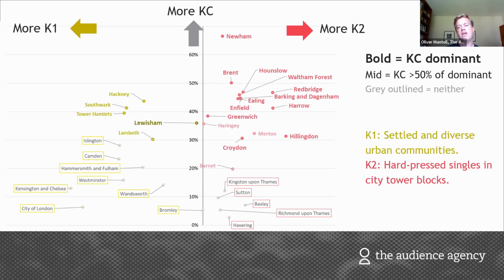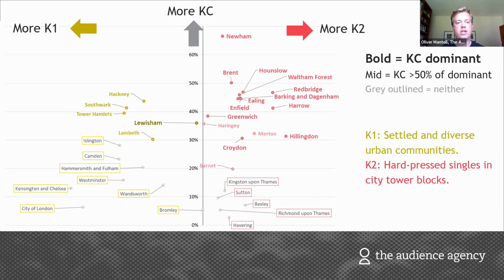So what we see is there's a really big cluster in the top right here. Generally speaking, if a borough has more kaleidoscope creativity than anything else, and really high levels of kaleidoscope creativity, it's the K2 type. The only exception to that, in fact, is Lewisham, which is the only place which has more kaleidoscope creativity than any other segment, but they skew the other way, and it's very marginal. It's pretty close to the centre line there.